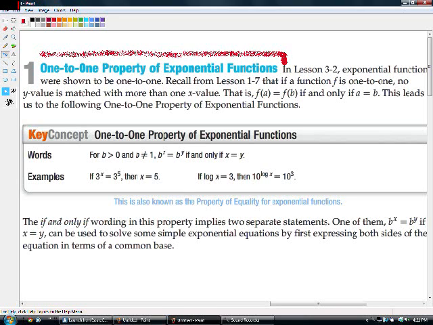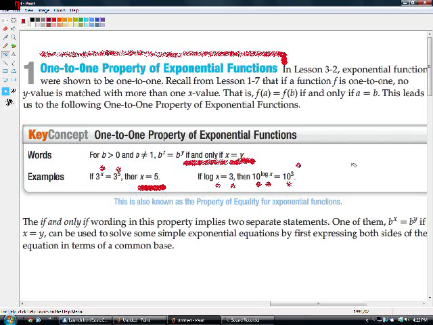Key concepts. One-to-one property of exponential functions. For b greater than 0 and b not equal to 1, b to the x power equals b to the y power if and only if x equals y. Examples. If 3 to the x power equals 3 to the 5th, then x equals 5. If log x equals 3, then 10 to the log x equals 10 to the 3rd.